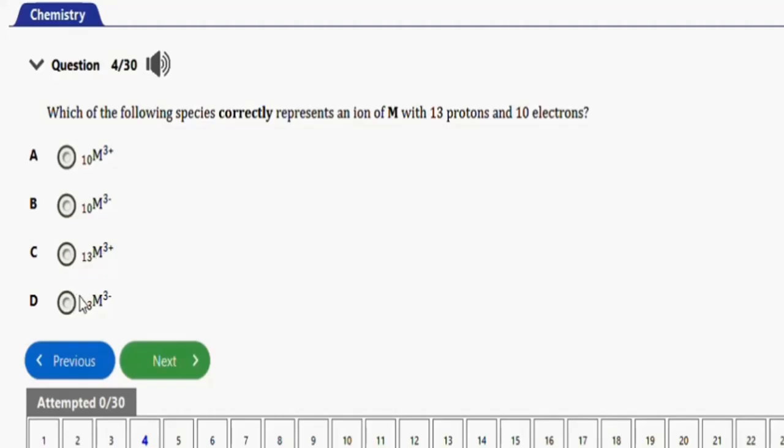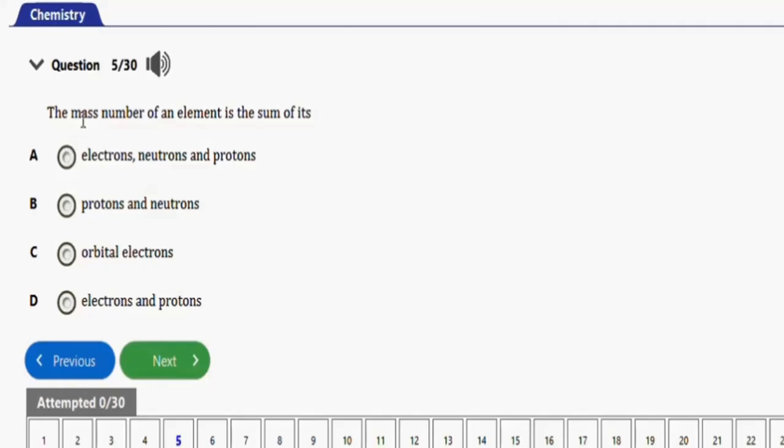Not option D, because it is not a non-metal, rather it is a metal. When metals give out electrons, it's represented with a plus sign as the power. So that is for this question. The next repeated question says the mass number of an element is the sum of its protons and neutrons. Very simple. Option B. The next question is this one.